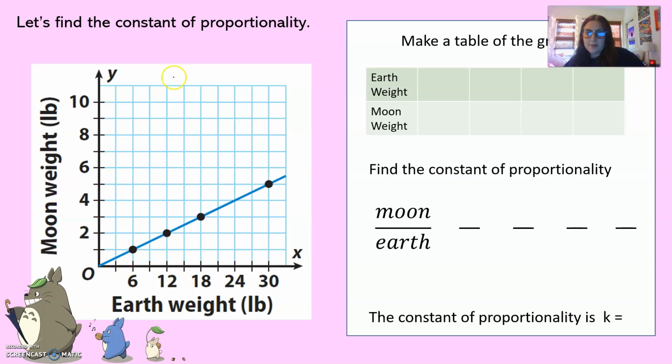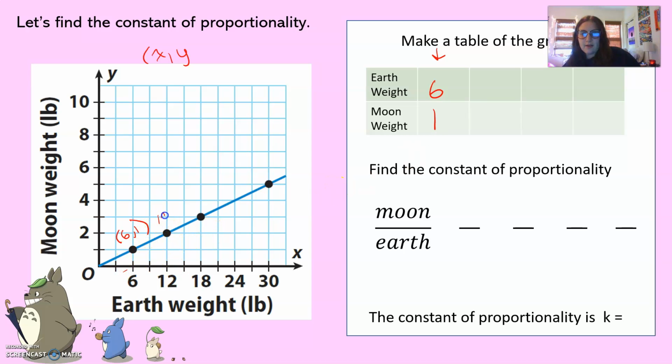For this first point, I'm going to look at x, comma, y. Remember, x goes this way and y goes up and down. So this first point, I'm over 6, so my Earth weight is 6, and my moon weight lines up with 1, so this is (6, 1). Sometimes tables can be horizontal like this, so we're going to write this in our first column: my Earth weight as 6, and my moon weight is 1.